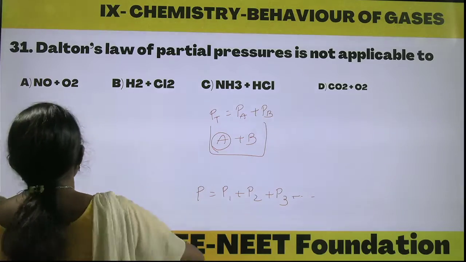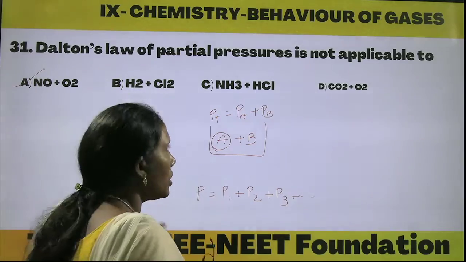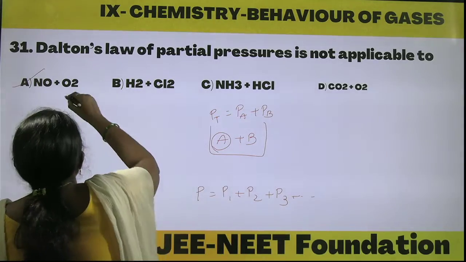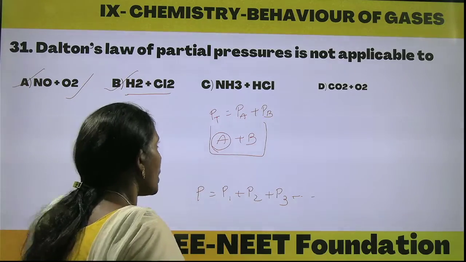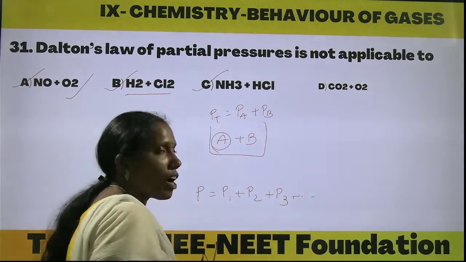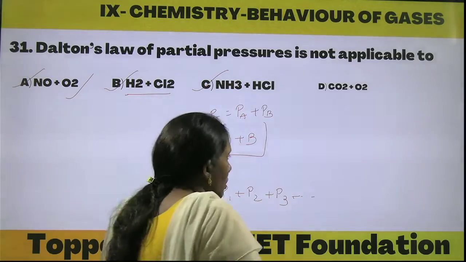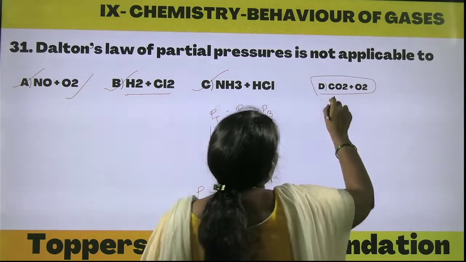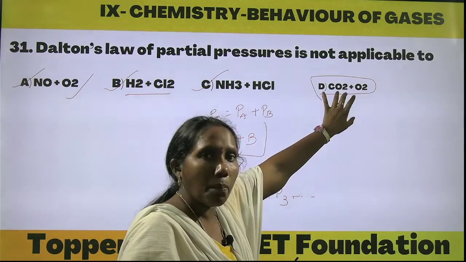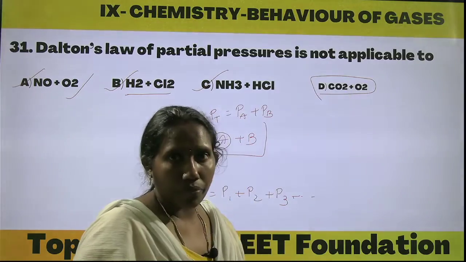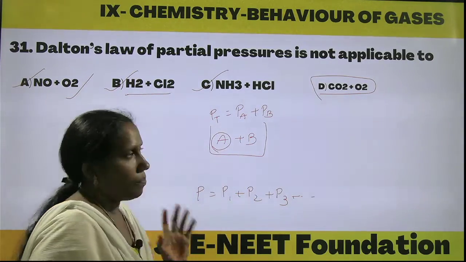Coming to the first option, NO and O2 both are reactive gases. Coming to H2 and Cl2, these are also reactive gases. NH3 plus HCl forms NH4Cl, so these are also reactive gases. Coming to CO2 and O2, these two will not react. So Dalton's law of partial pressure will be applicable to option D, and will not be applicable to A, B, C.